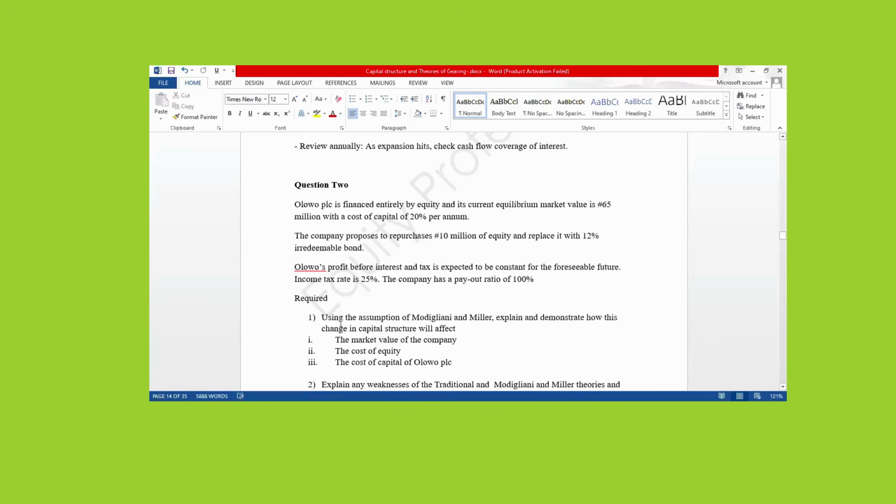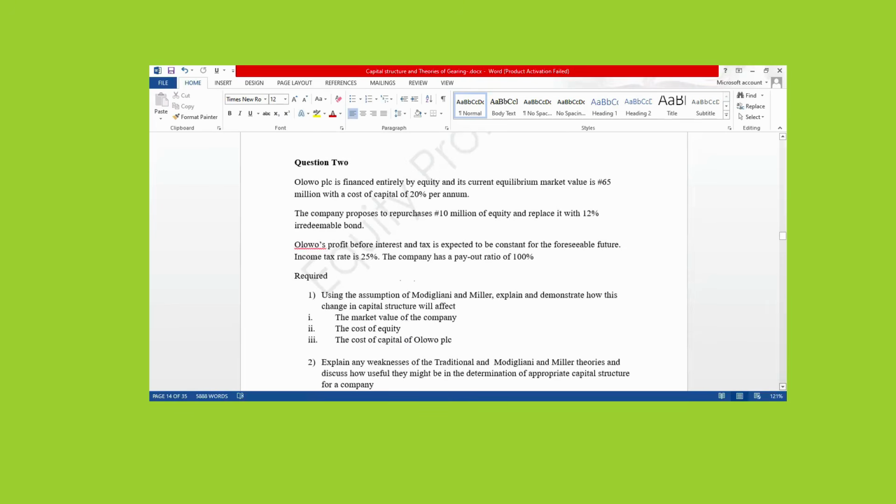Requirement A, or requirement 1. Using the assumptions of Modigliani and Miller, explain how this change in capital structure will affect the market value of the company, the cost of equity, the cost of debt of Olowo, and the cost of capital of Olowo PSC.